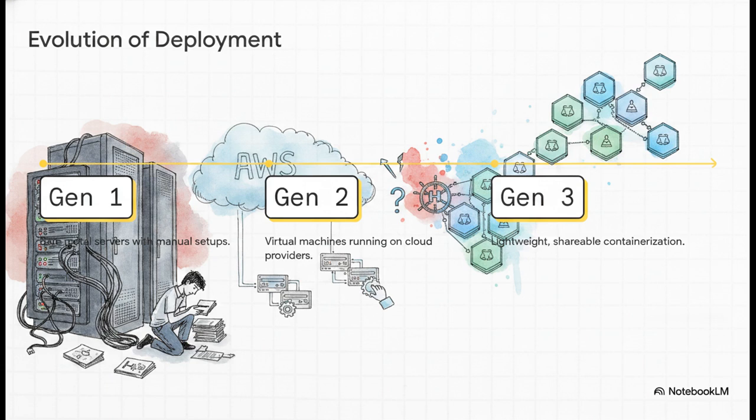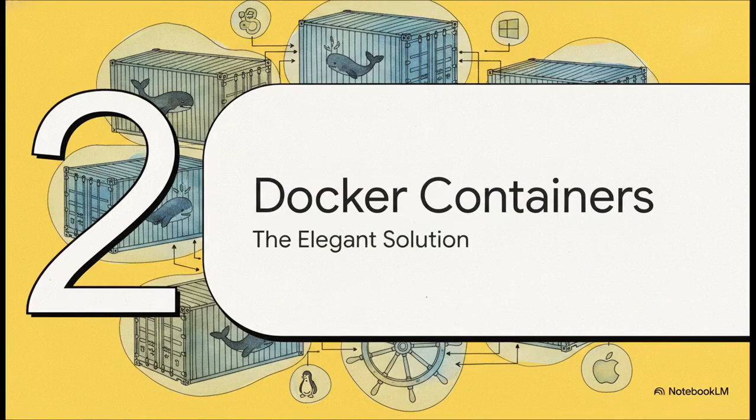Places like AWS offering virtual machines. Definitely better, but you were still out there manually configuring dependencies. Every step solved the problem, but created a new one, which means we really needed a Gen 3 solution to get us true consistency and speed. Which brings us to Section 2, Docker and containerization.